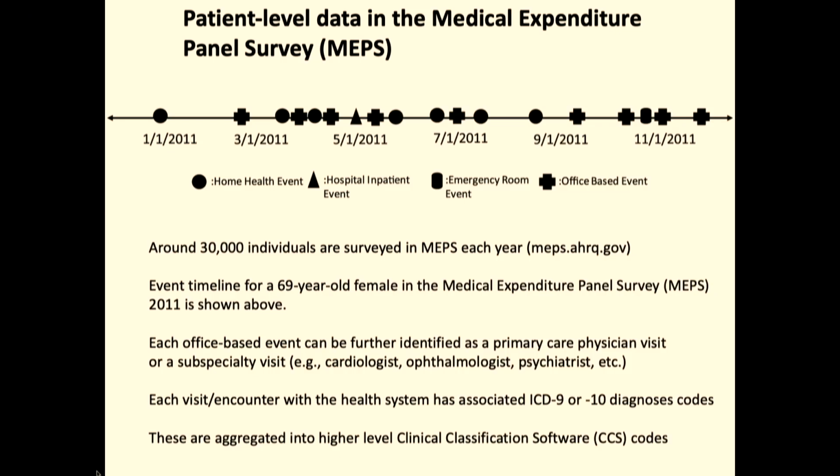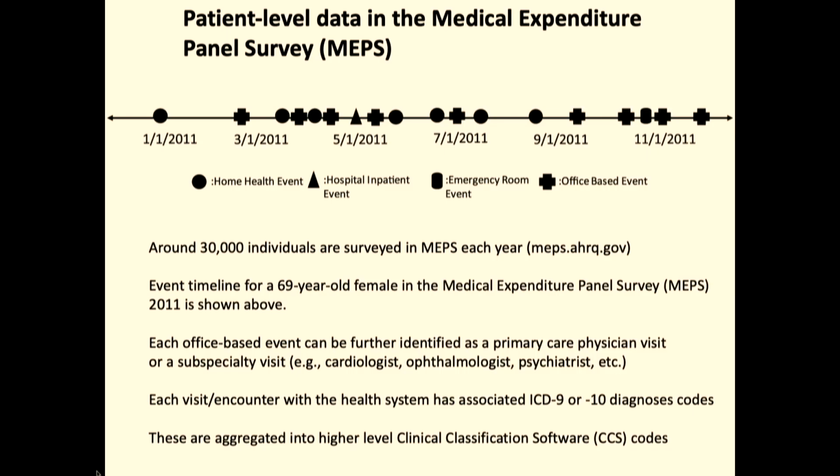Not only do you have that, each office-based visit is also further subdivided into whether it's a primary care visit or cardiology visit or a nephrology visit, and so on. So you also have the ICD-9 or ICD-10 diagnosis codes associated with each of these encounters. ICD refers to the International Classification of Diseases, and there are several versions of it. So there's a version 9 and version 10.